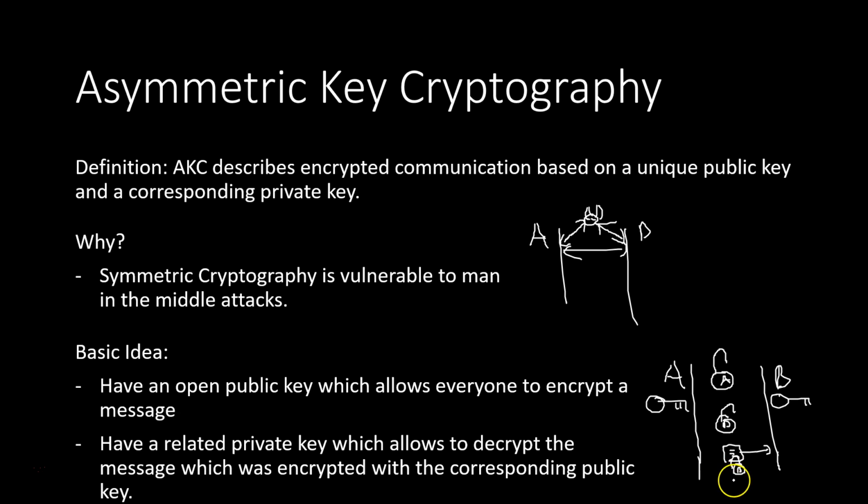Bob would take Alice's lock and lock the message with it, send it over to Alice, and then Alice uses her private key that matches her lock to unlock the message. Next, we're going to look at RSA, which implements this concept mathematically.